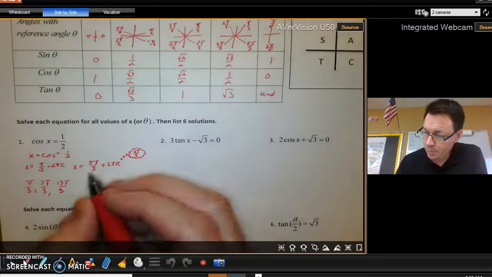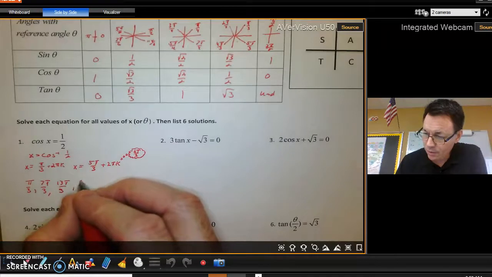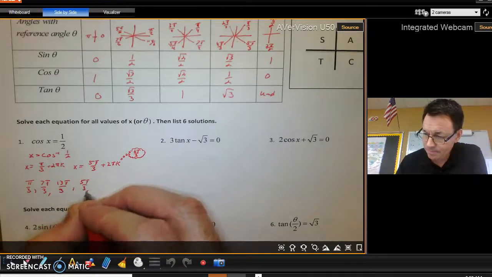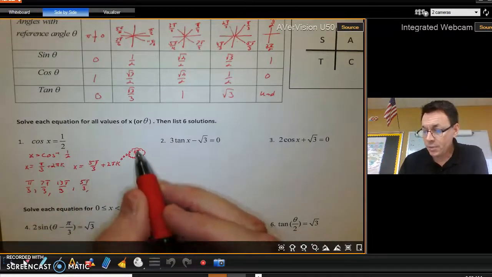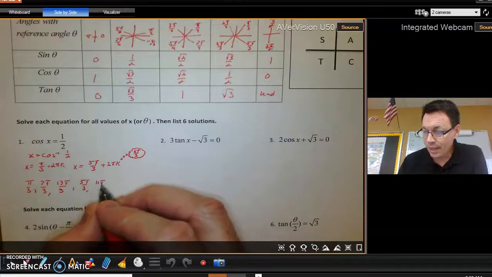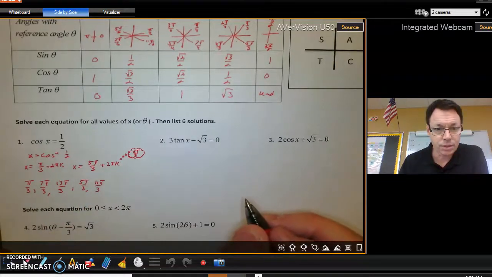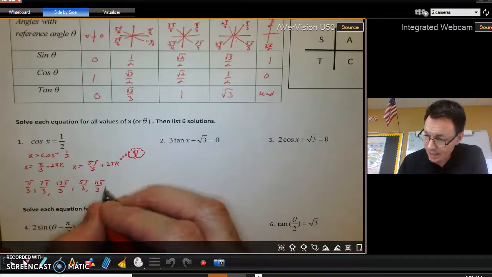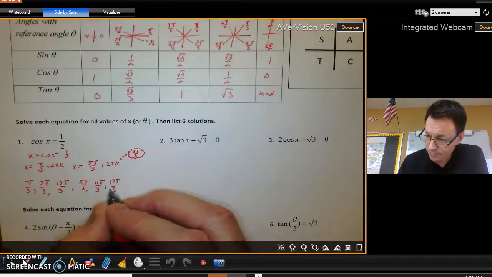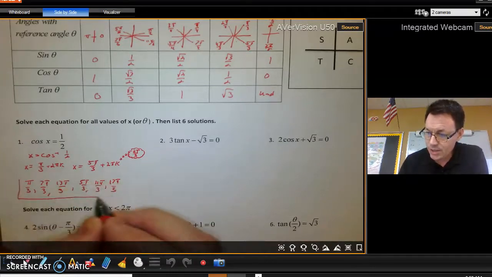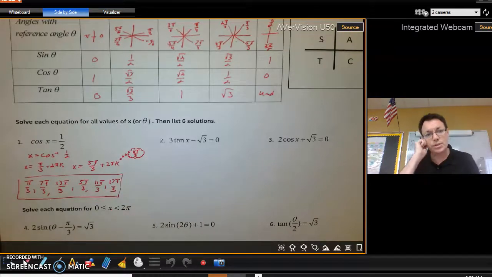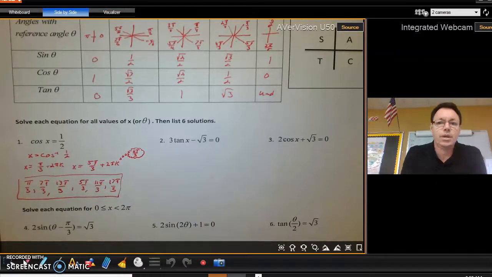But then I'm going to switch up here and say, okay, we've also got 5 pi over 3. And then 5/3 plus 6/3. So 11 pi over 3 would be another solution. And then I'm going to add that again and get 17 pi over 3. So there are 6 solutions that if you plug them into that equation, they'll work. Okay? So that's what we're doing today.